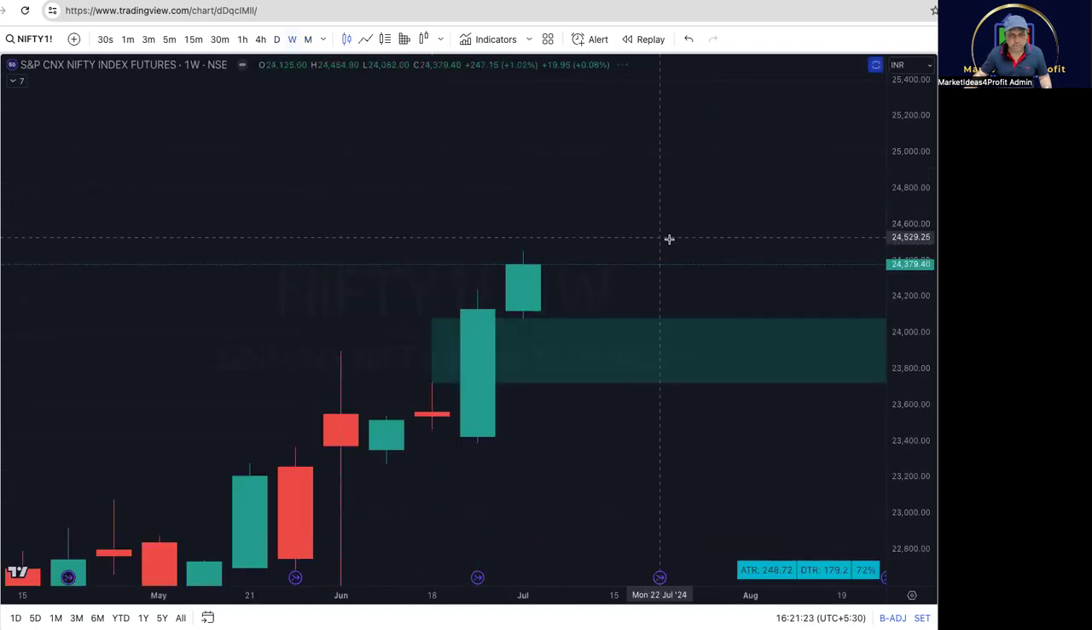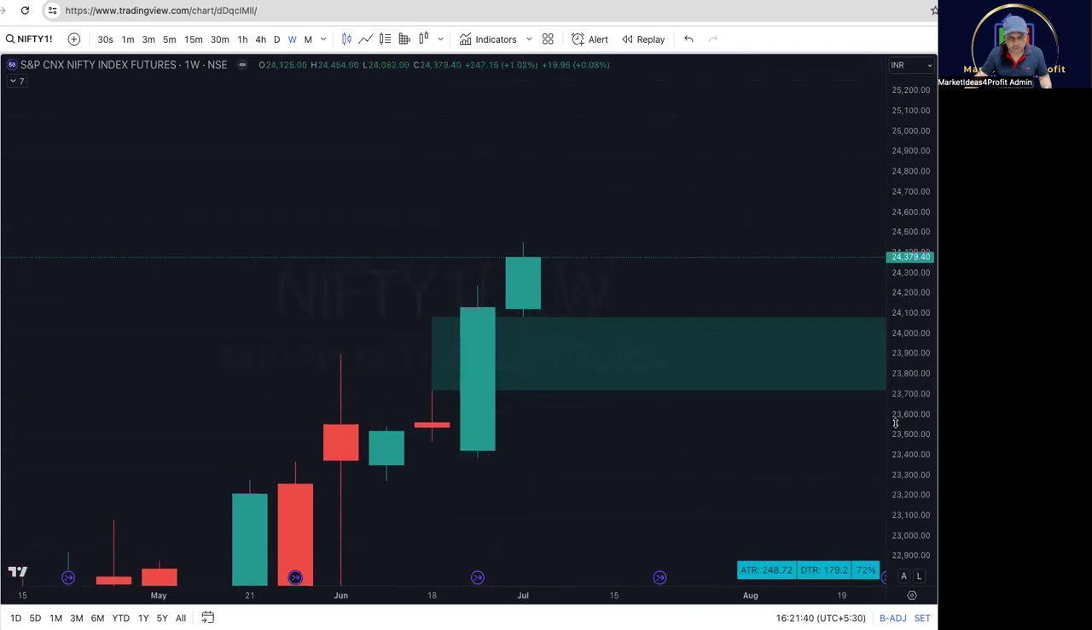But here, for people who already know what fair value gaps are, it is this area where, between the first candle high and the third candle low, if there's a gap, that is called the fair value gap. This is a bullish fair value gap. And if you take the reverse case, it would be the bearish fair value gap.